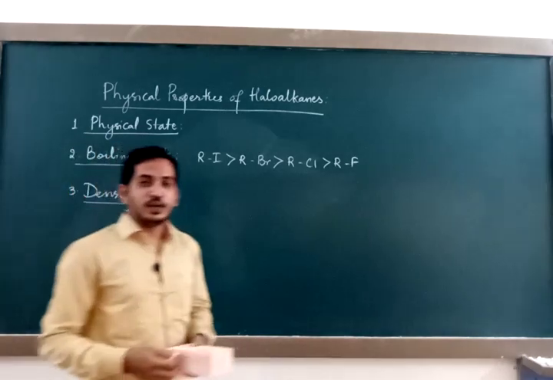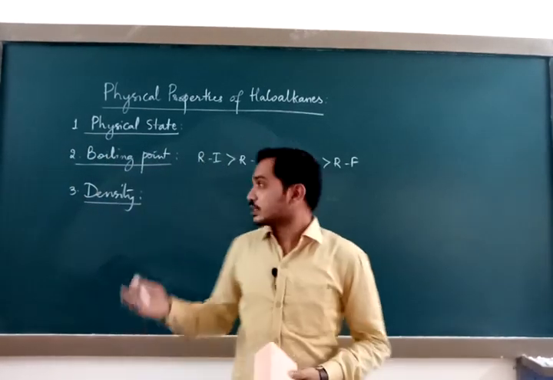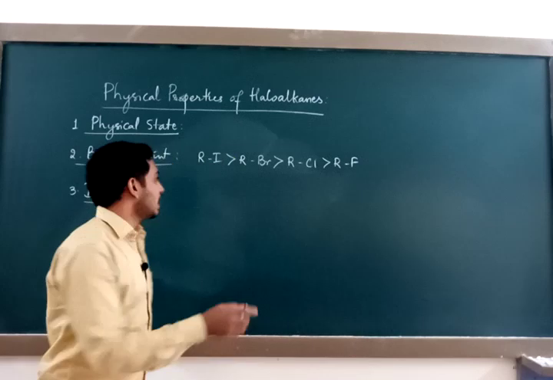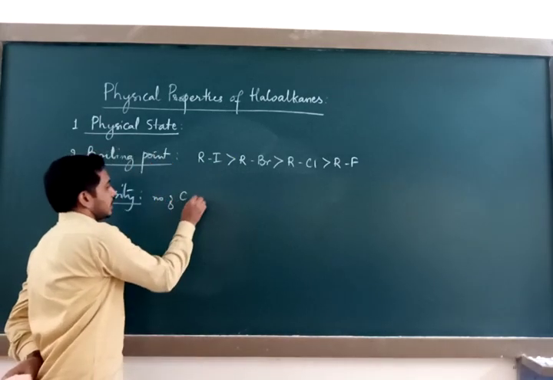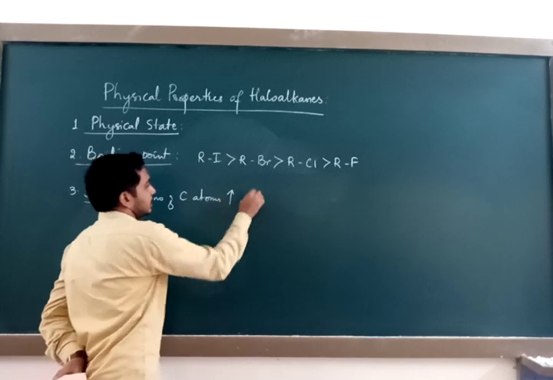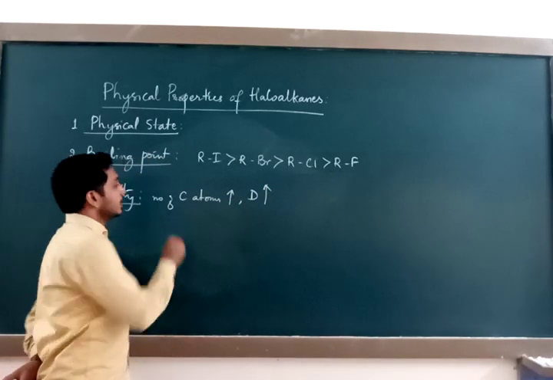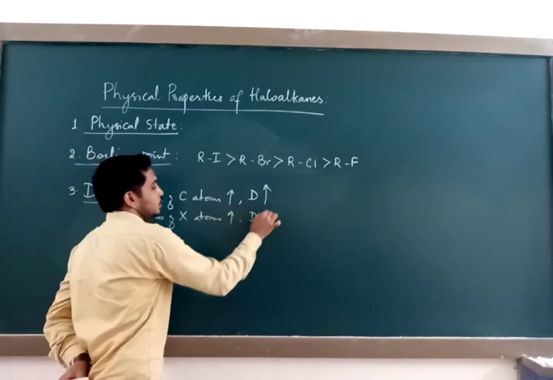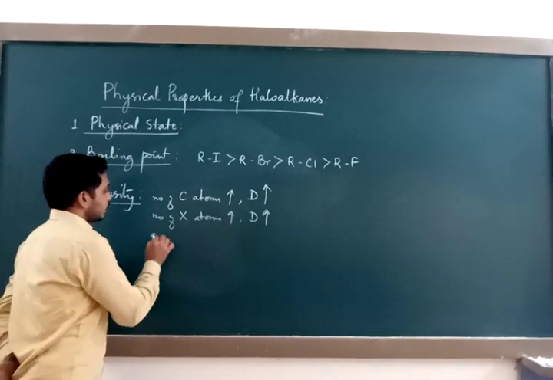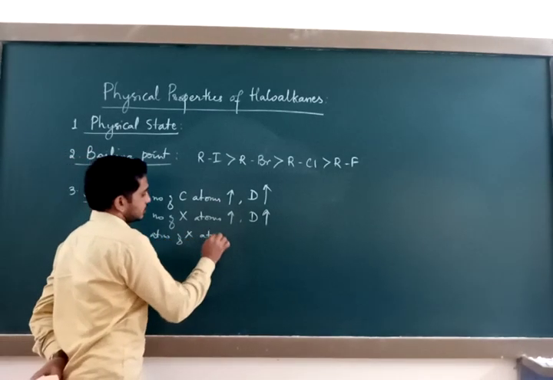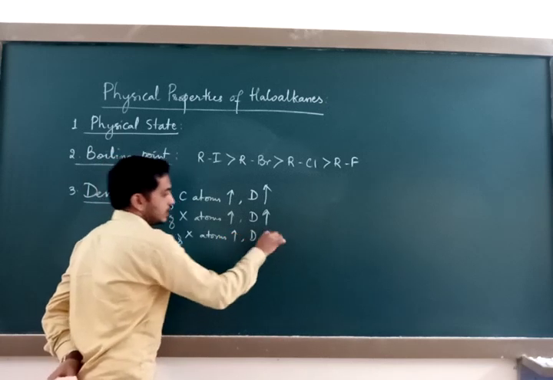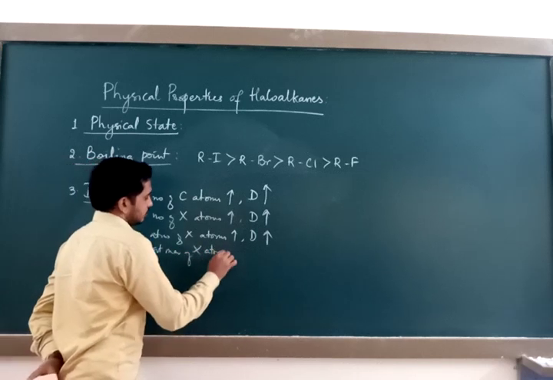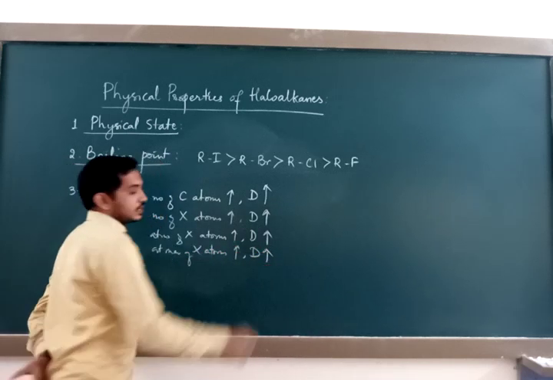Often density and boiling point go hand in hand. It means as boiling point increases, density also increases. But you should remember that when number of carbon atoms increases, density also increases. If number of halogen atoms increases, density also increases. If atomic number of halogen increases, density also increases. If atomic mass of halogen increases, then density also increases.